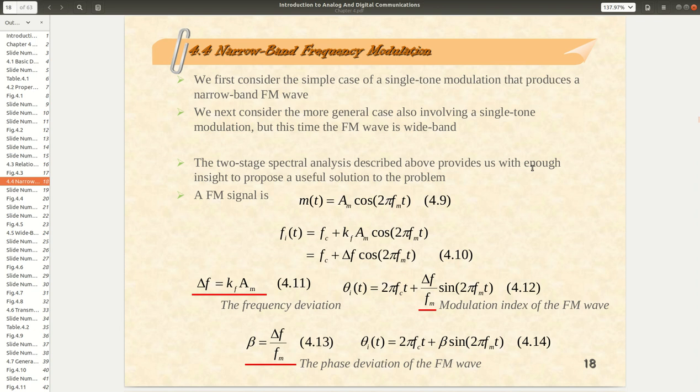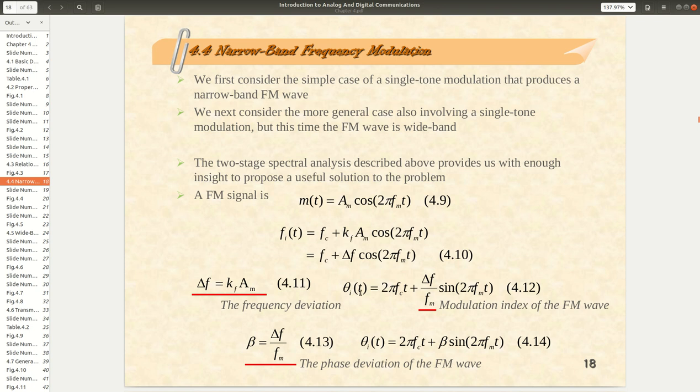Now let's see narrowband frequency modulation. Narrowband means that a single tone modulation produces narrowband FM. So assume that m of t is equal to Am cosine 2 pi fm t, where fm is the frequency of the message signal. The instantaneous frequency fi, if you remember, is equal to fc plus kf Am cosine. We just put the m of t here, and he makes an assumption: kf multiplied by Am he makes as delta f. So delta f over fm here.